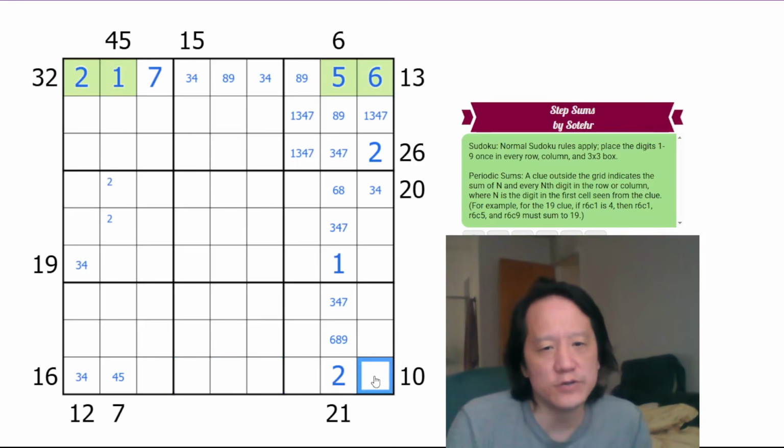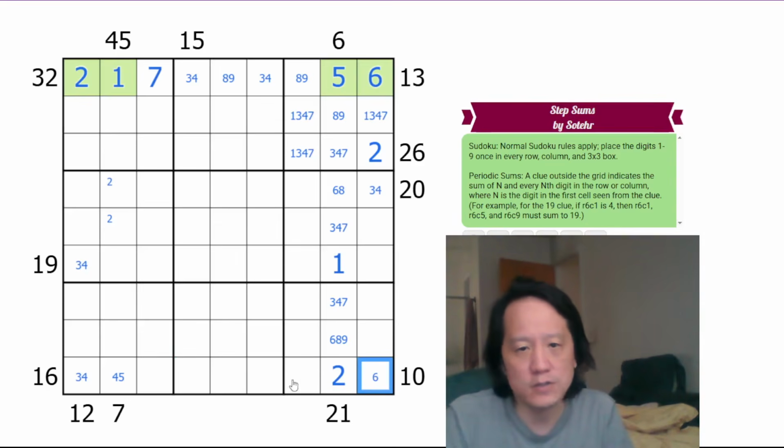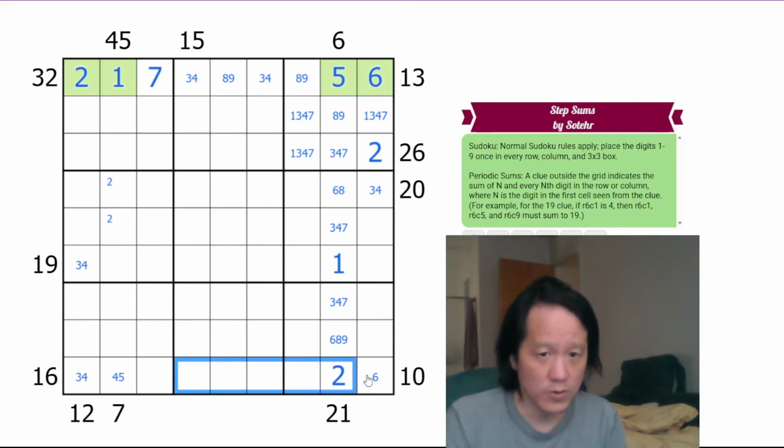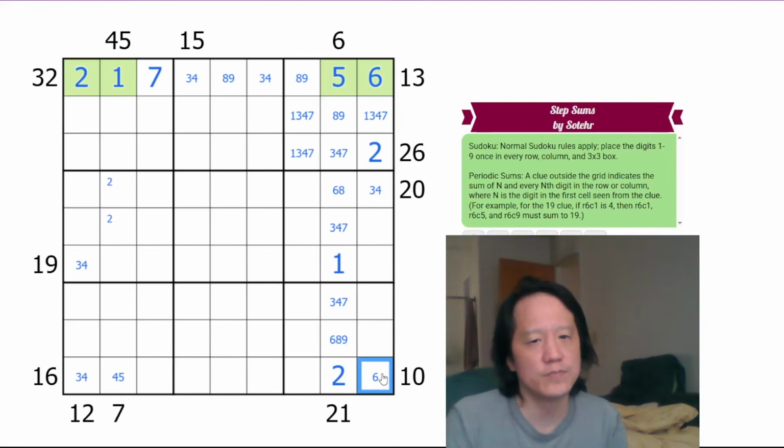So this is either 6 here, which forces 4 to be here to add up to 10, or this is 3 or 4, which eliminates 4 here either way. So this cannot be 4, this is 5. So it must be 5 away. 1, 2, 3, 4, 5. So this is 2.